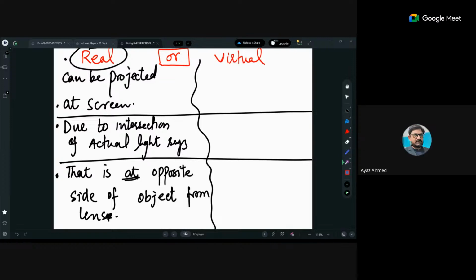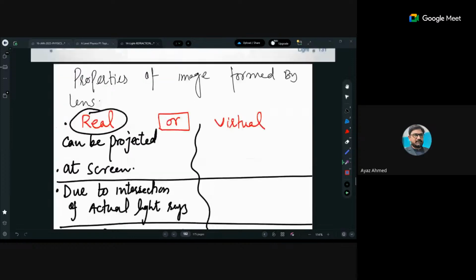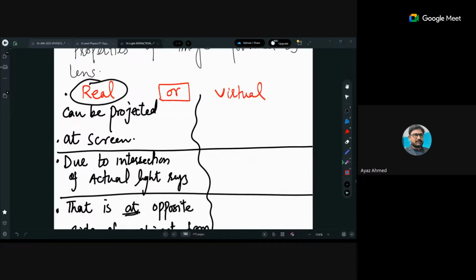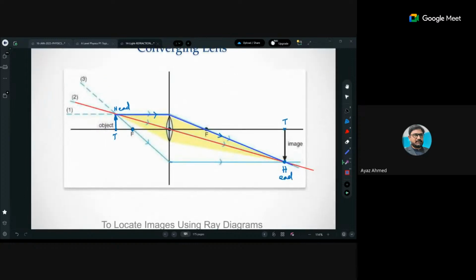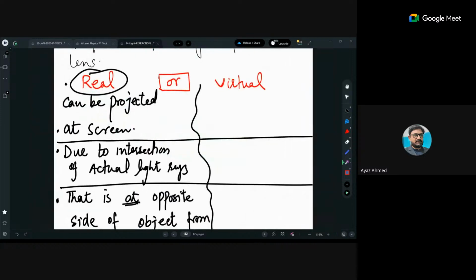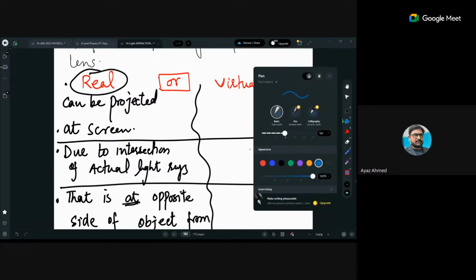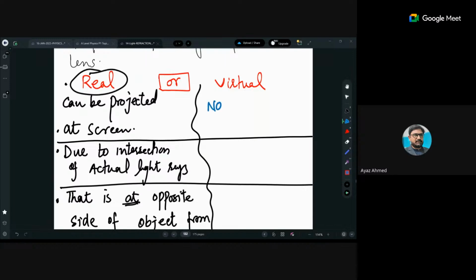Okay, got it, I think. When light passes through, the first point is projected on screen. The second point was difficult for you because I told you that it is due to intersection of real light rays. Light rays are actually converged here. They are coming and they are actually converging here. So that is due to intersection of actual light rays. That is the concept of your real image. And the virtual image is not projected on the screen.